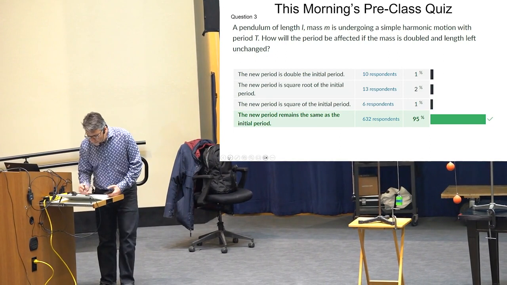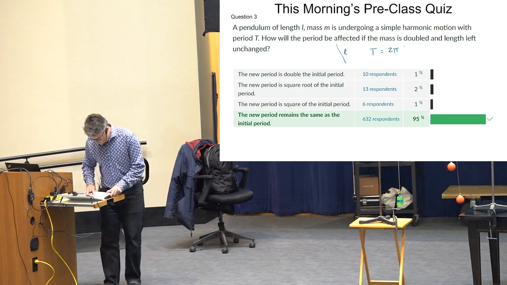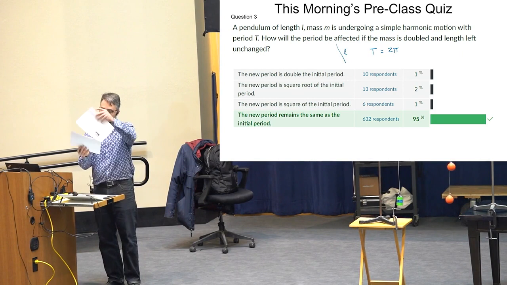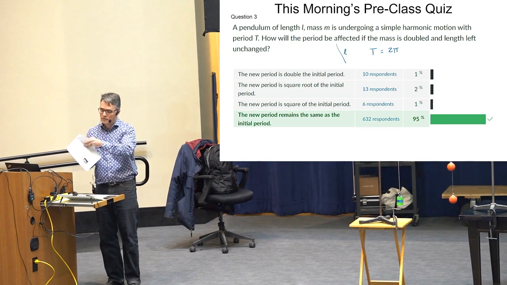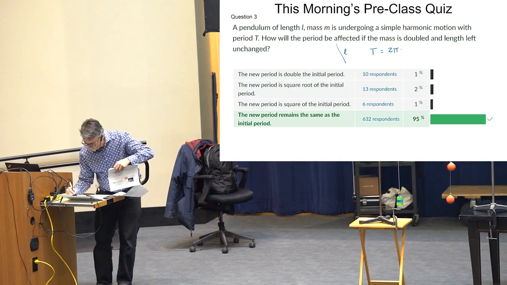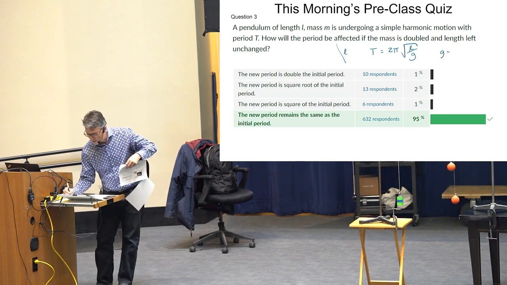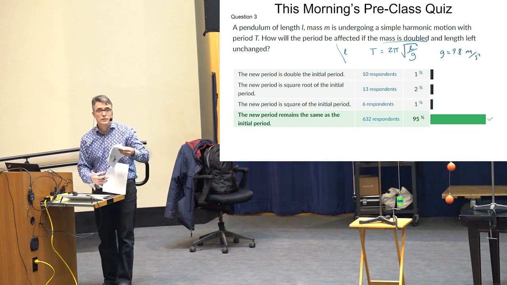And then this one was a bit of a trick question. It turns out that for a pendulum of length L, the period is 2 pi. I have to look ahead at my aid sheet here. This is the last thing on my slides. Remember what the period of the pendulum is? It's 2 pi square root of L over g, where g is 9.8 meters per second squared. So it doesn't depend on the mass. Even if the mass is doubled, it doesn't change.